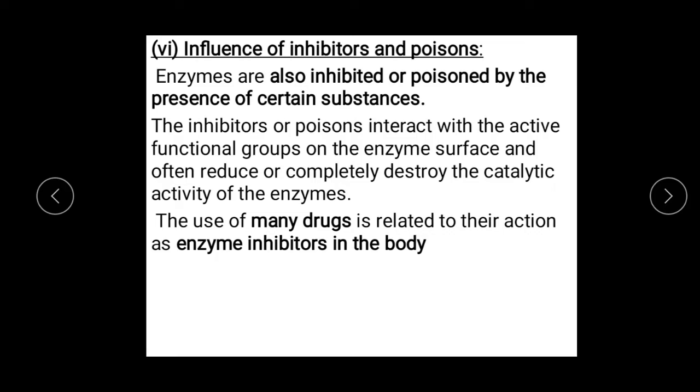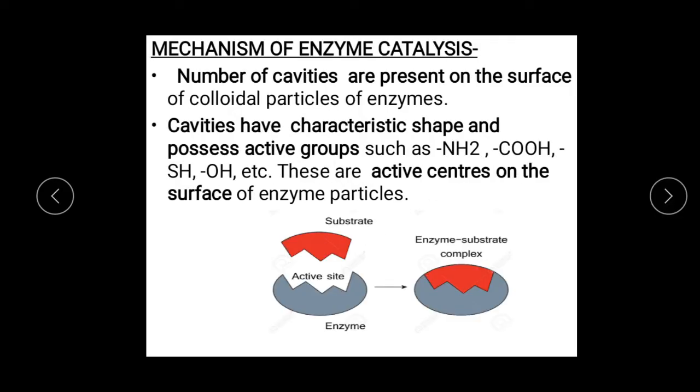Then influence of inhibitors and poisons. Now the best example is that many drugs inhibit the enzyme activity in our body. They are acting as actually the poisonous substances, or they poison the activity of enzyme. Now we have mechanism of enzyme catalysis, and you have to note down that this mechanism is given a special name, the lock and key mechanism.